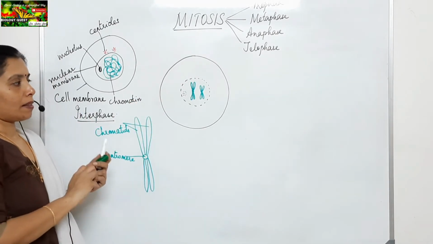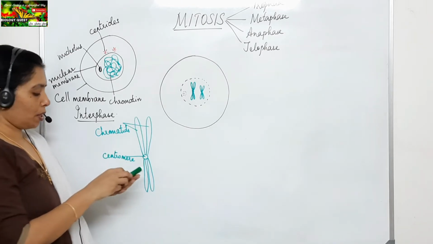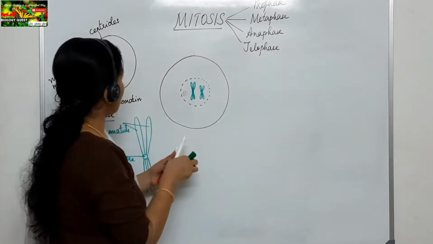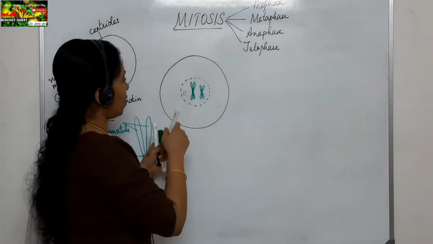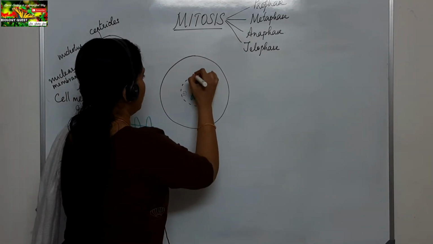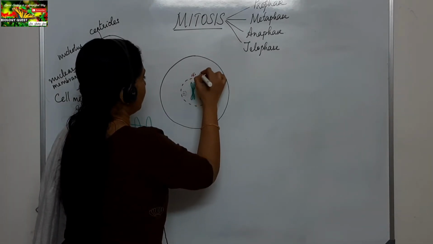Okay, then what is the next point? The centrioles start moving to the opposite poles of the cell.